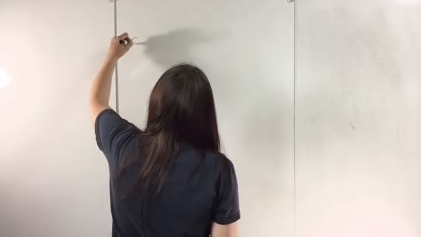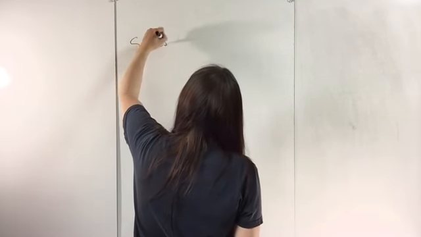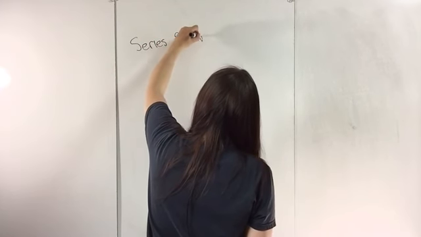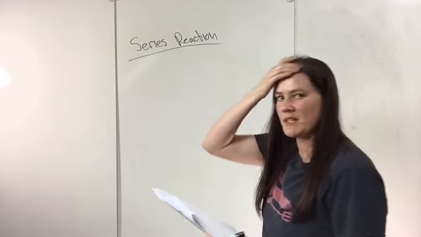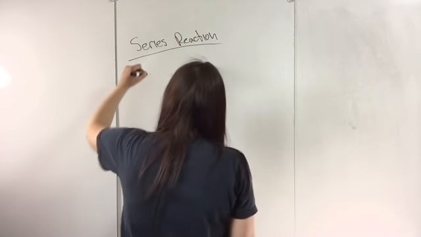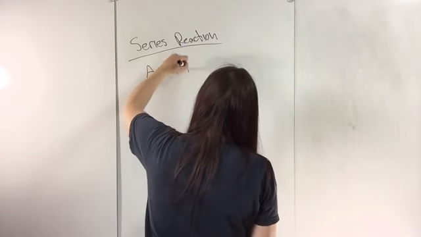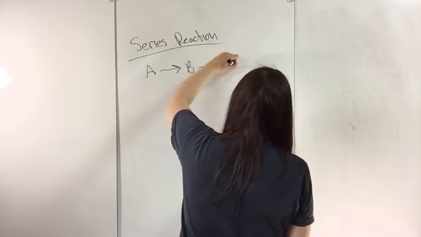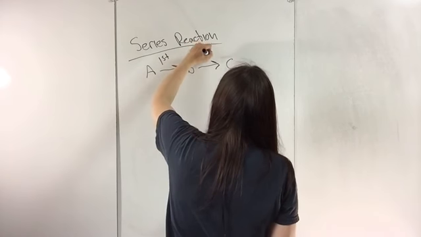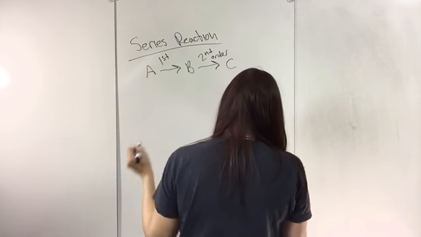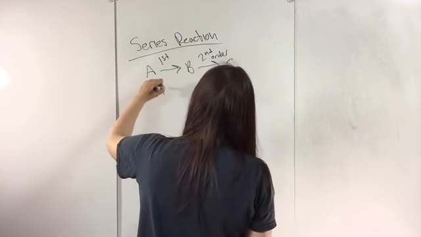All right, so this is for a series reaction. This is a problem that someone asked me to go over. So you have A to B to C. This one's first order, and this one's second order. It's a CSTR.